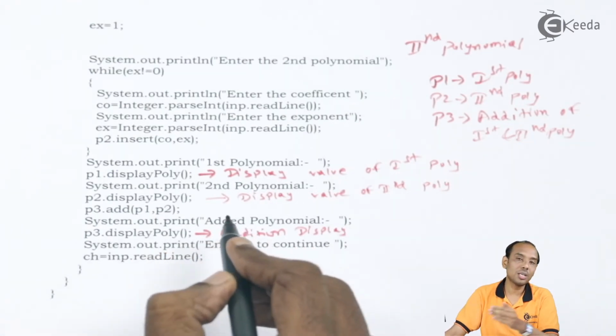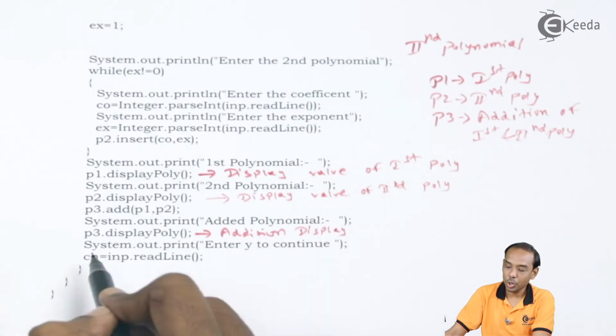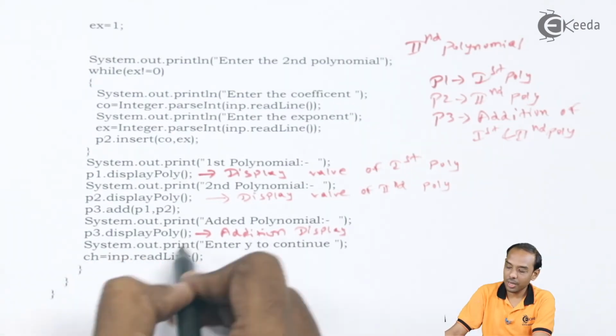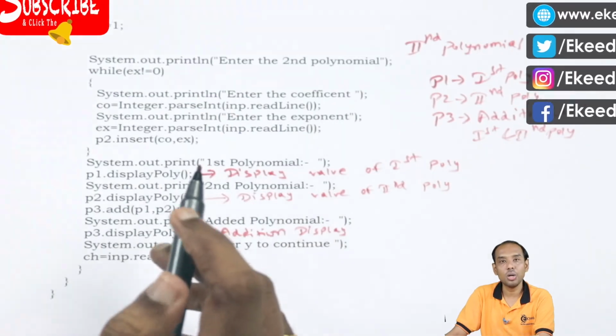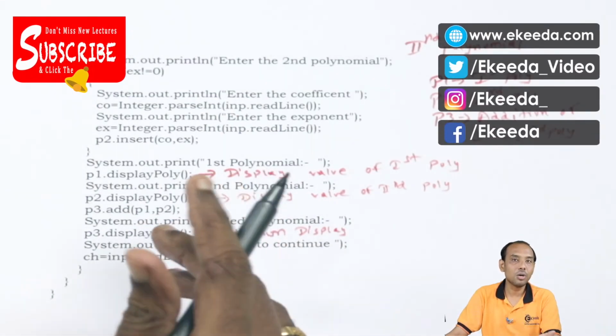After that, I'm going to ask the user whether he wants to continue or not. If we enter y to continue, that is the value. If it is coming as y, then you are going to continue. Other than y, let's say n, it means we are going to stop.